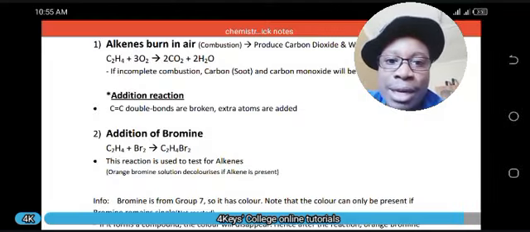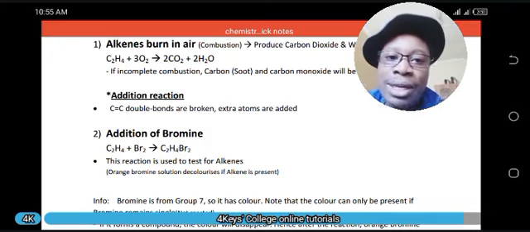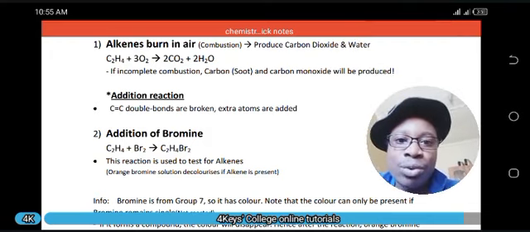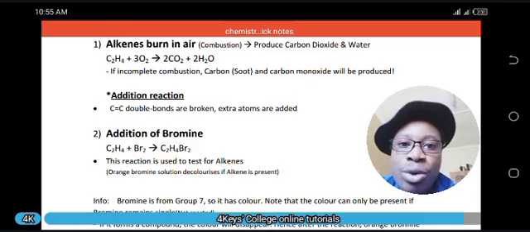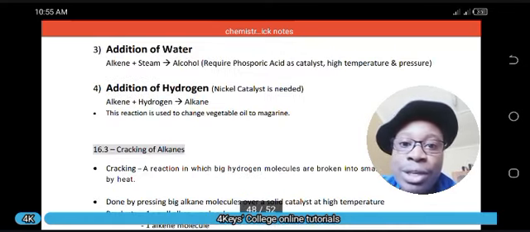Okay, so let's just summarize what we said so far. The reactions of alkenes will involve here your combustion. They also burn. Your addition reactions, addition of bromine, and we saw that you can also add water, you can add hydrogen in the presence of a nickel catalyst.